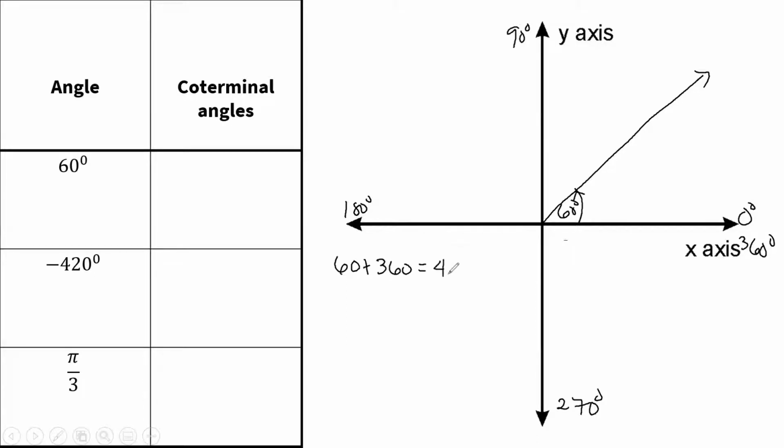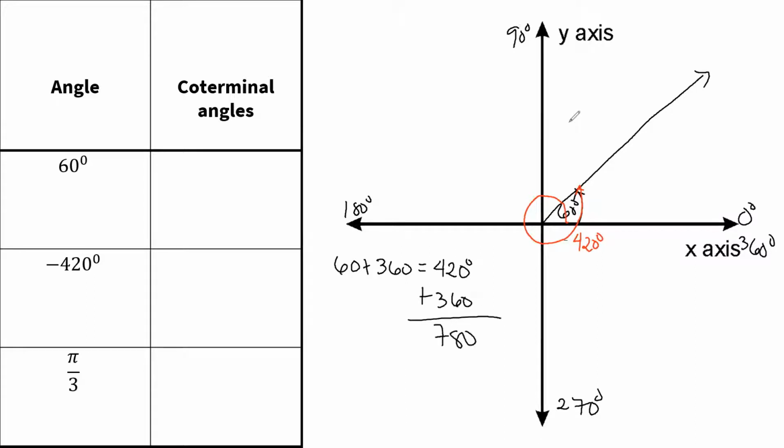To find the coterminal angle of 60, we're just going to add 360 to 60. So this is equal to 420 degrees. Where is that 420 degrees? Positive means we rotate the terminal side counterclockwise. So 60, 90, 180, 270, 360. 360 plus 60 is 420 degrees. If you want to find another coterminal angle of 60 degrees, we just add another 360. So that is 780 degrees.